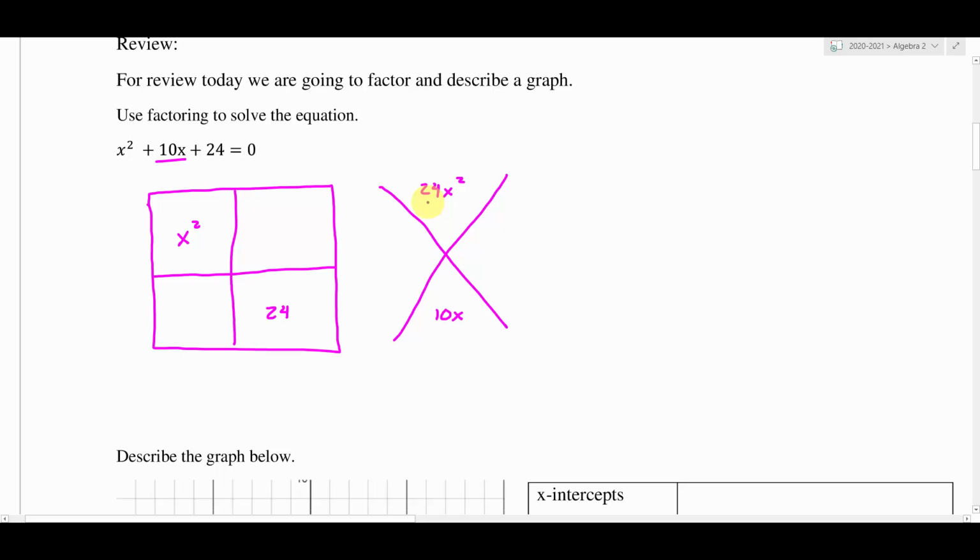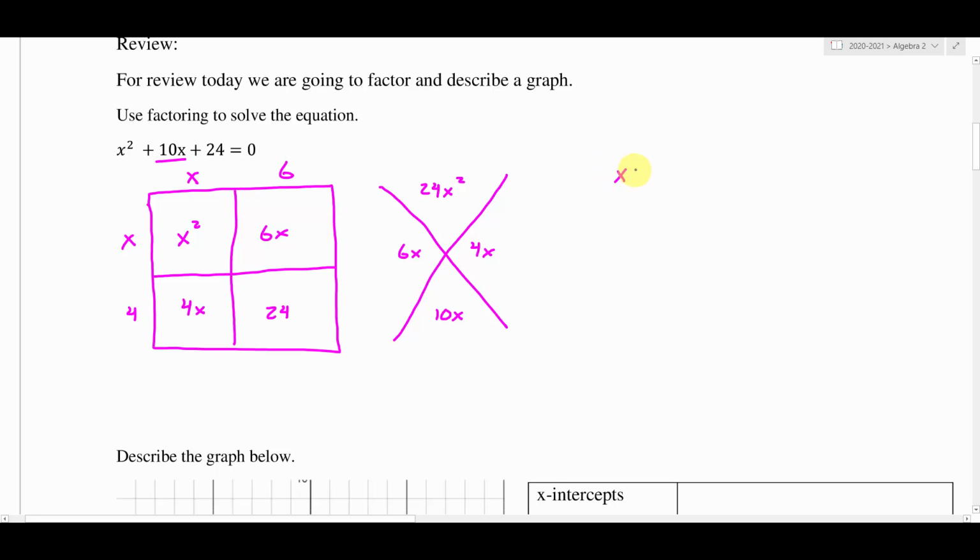All right, so the 2 numbers that are going to work here are going to be 6x and 4x. 6 times 4 is 24. 6 plus 4 is 10. So I will fill in my diagonal with those 2 numbers. Now I work on the outsides. So I know I'll have an x and an x, because x times x is x squared. And then x times 4 will give me 4x, and x times 6 will give me 6x. And now we can see our 2 factors on the side of the box.